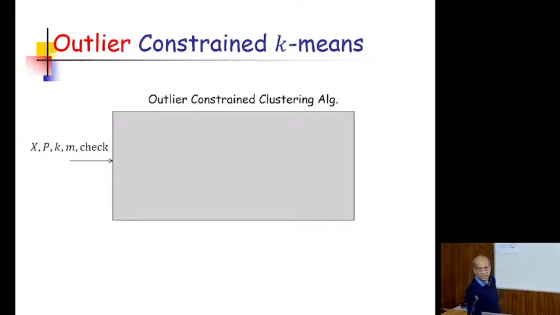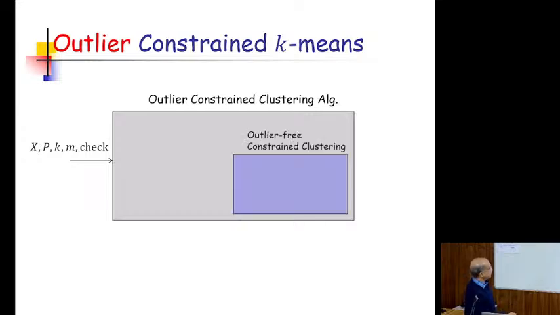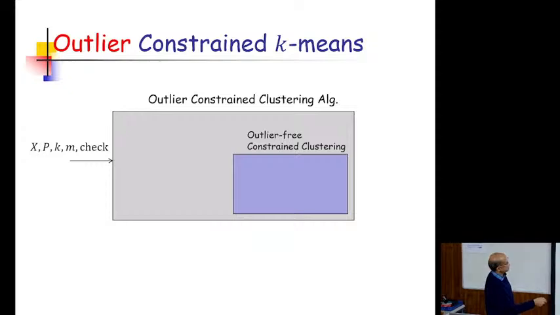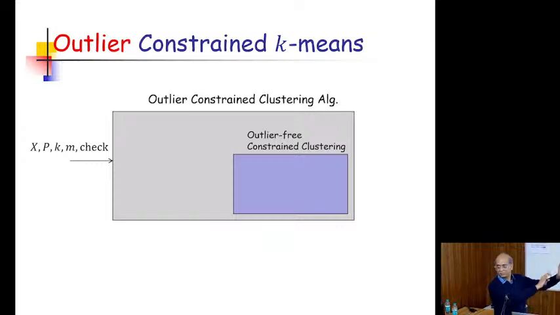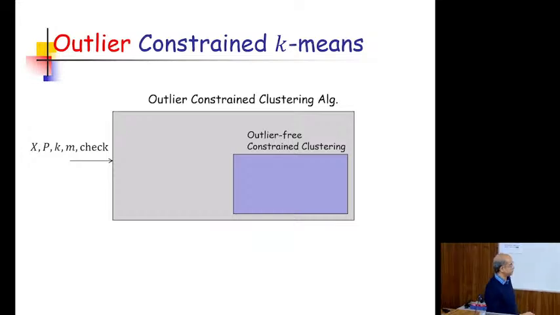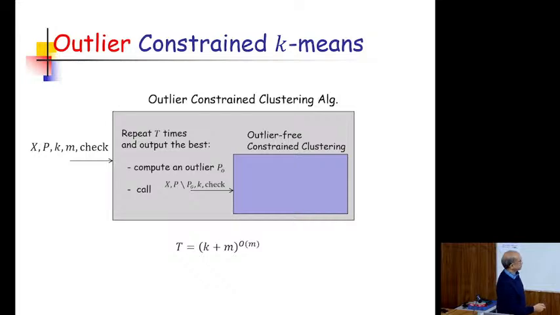The main idea of the algorithm is this. You're solving the outlier clustering problem, and the input is the set of points, X the metric space, k, m, and the constraint. Inside, I will use as a black box the algorithm that I already showed you, the outlier-free algorithm, which is supposed to cluster every set of points. And the algorithm is again very simple.